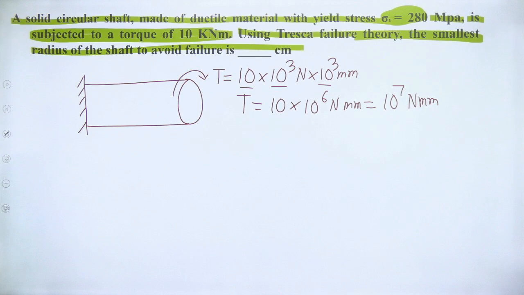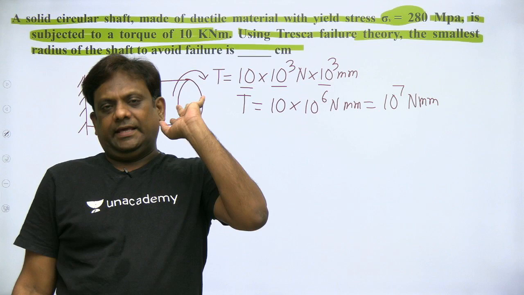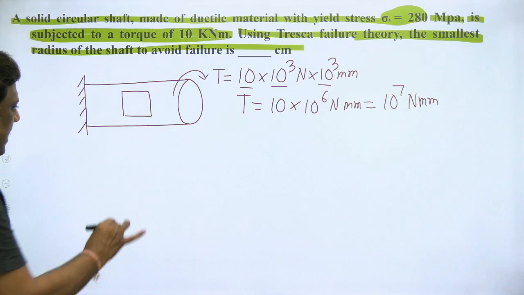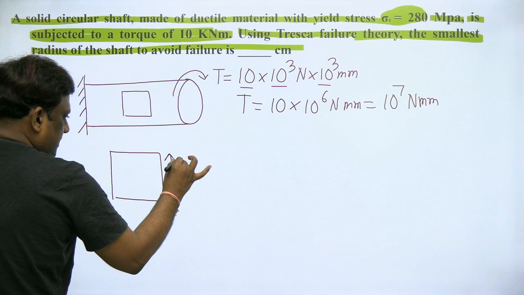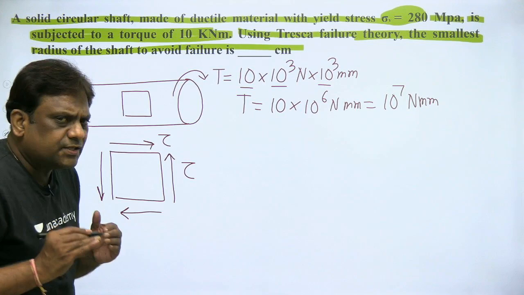Now he is asking, according to Tresca's failure theory, what is the minimum radius of the shaft to avoid the failure? Whenever a member is subjected to pure torsion, if you take an element on the surface, we have something like this. This is tau max, this is tau max, this is tau, and this is tau. Let's try to find out the maximum shear stress.